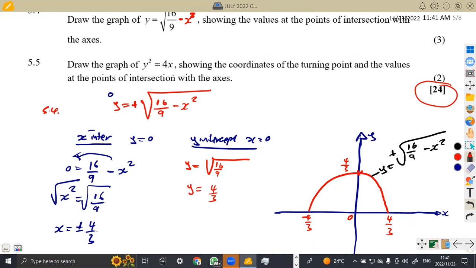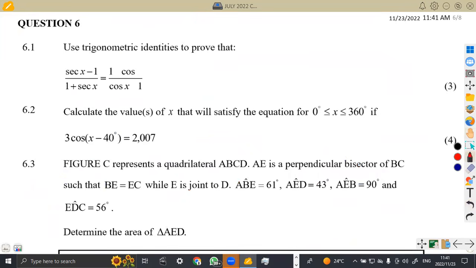Okay, let's see the other part. That's question number 6. 6.1, use trigonometric identities to prove. So this time you are working with identities. (sec x minus 1) over (1 plus sec x) is equal to (1 minus cos x) over (cos x plus 1). That was the identity that we are given.